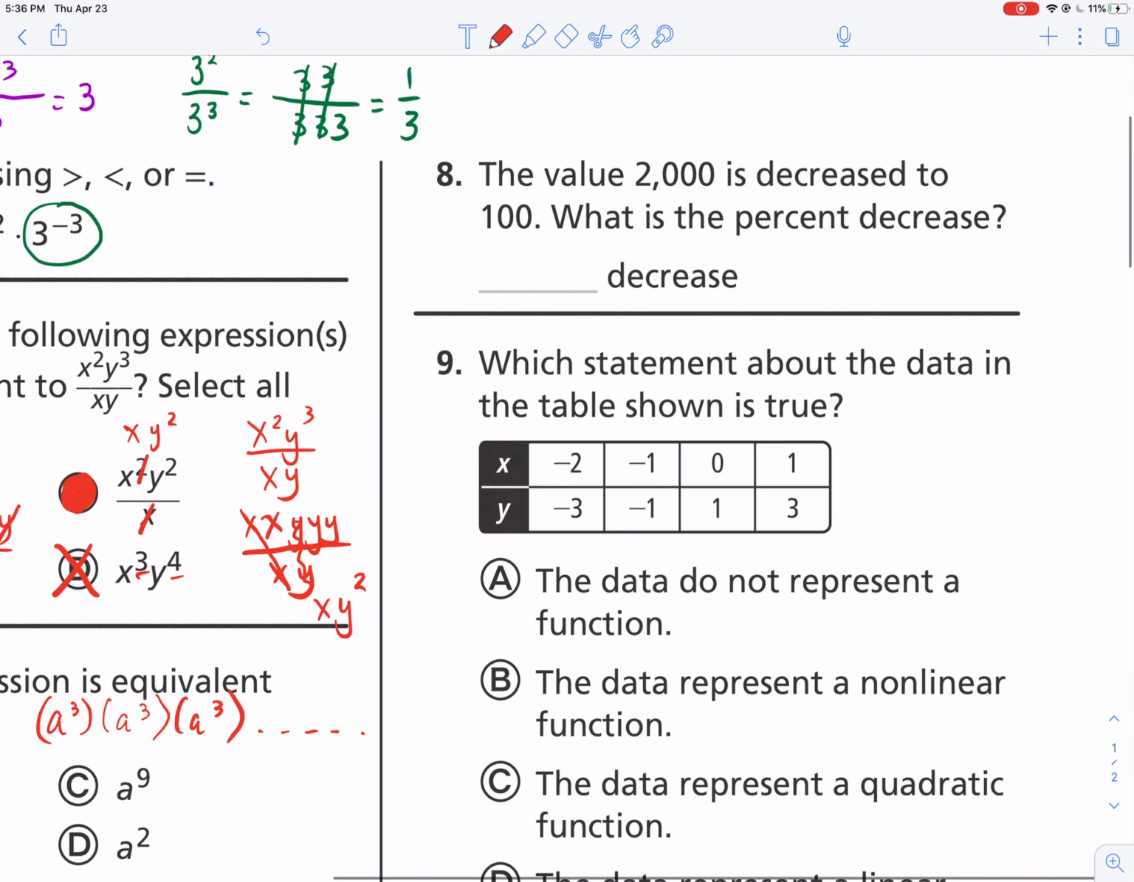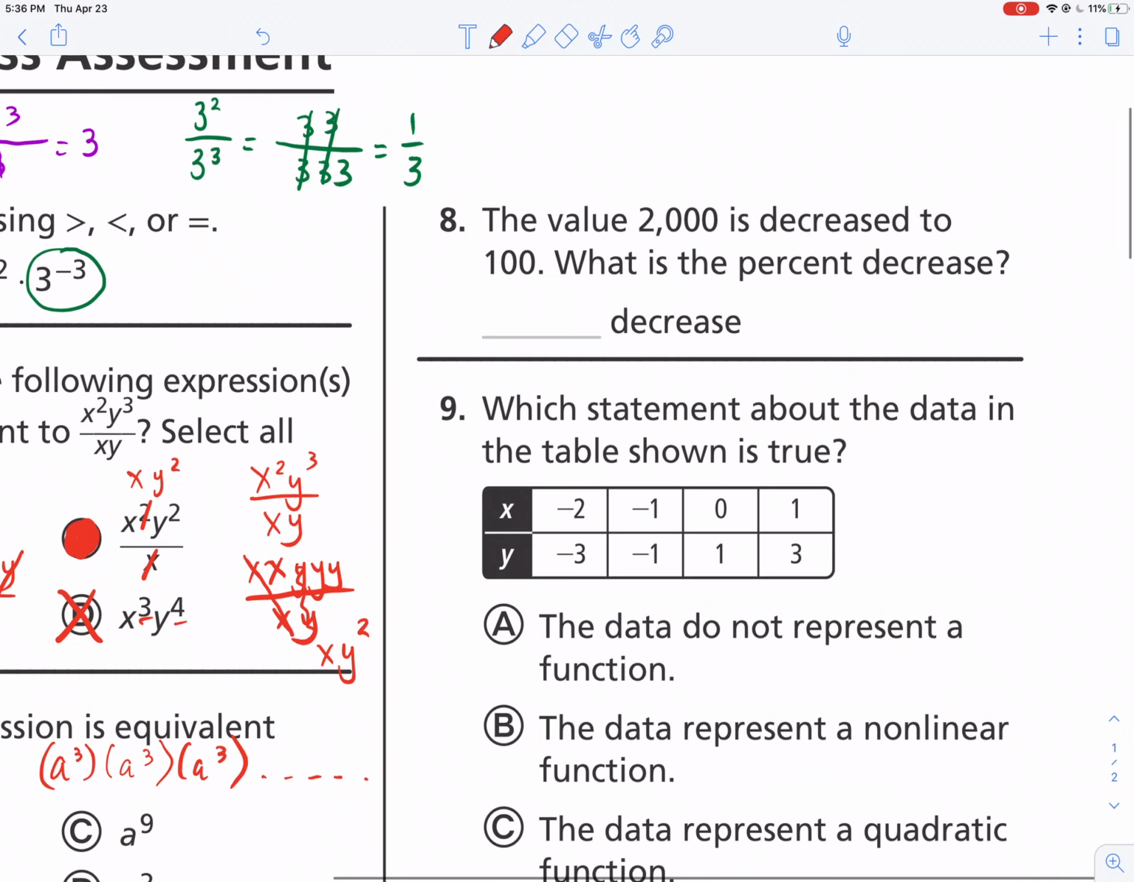Number 8, this one we're going to see how it decreased. So it's going to be a little different, but we're going to do the same type of thing. So we're going to do 2,000 divided by 100. And you could say, all right, if I do 2,000 divided by 100, that gives me 20. And we're like, how does that help us? So maybe let's go the other way because we're doing decrease this time. So let's do, instead of that, let's do 100 divided by 2,000.